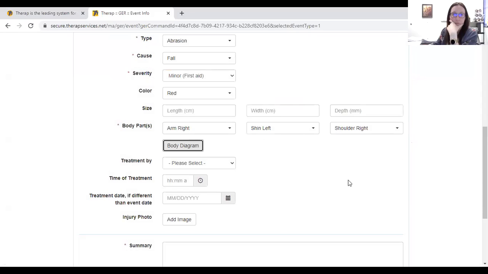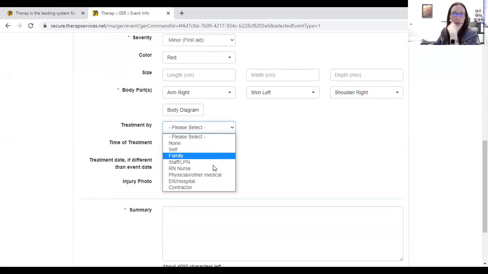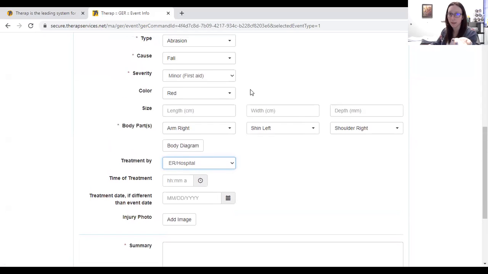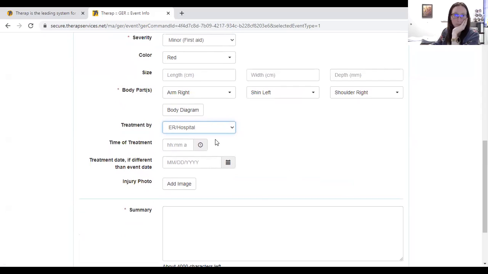Submit. Okay. Treatment by, this is still going to be ER hospital because chances are you're not going to stop to take care of the simple abrasions and stuff, unless he's bleeding. You're more concerned about the more emergent stuff. So it's okay if we have minor and first aid and then ER hospital. They're going to clean them up. They're going to get that taken care of, just so long as we know who rendered that care.